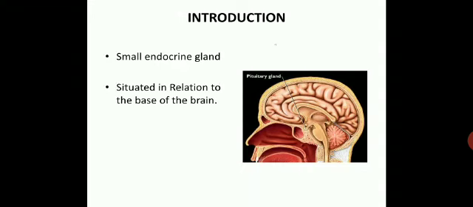The pituitary gland or the hypophysis cerebri is a small endocrine gland situated in relation to the base of the brain. It is also known as the master endocrine gland because the hormones released by this gland control the secretion of other endocrine glands.